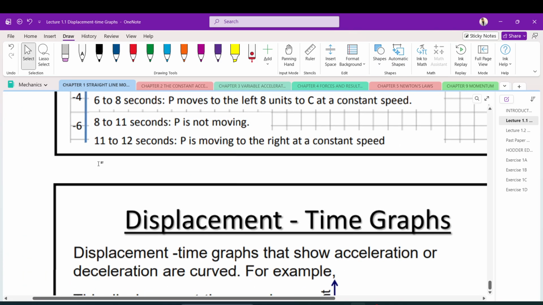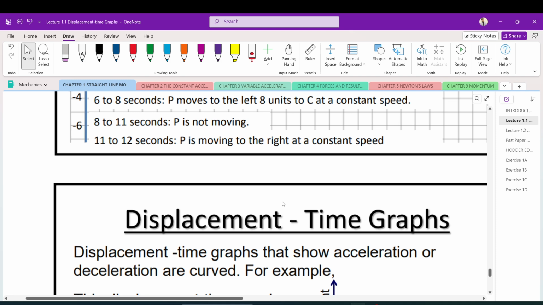Displacement time graphs that show acceleration or deceleration are curved. So far we have seen how straight displacement time graphs look. Whenever we have a straight line displacement time graph, the velocity is constant. The acceleration is zero, because when the velocity is constant, the object is not increasing in speed, and when there is no increase in speed, there is zero acceleration.